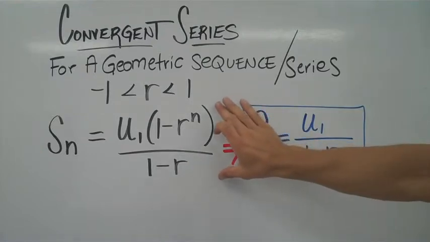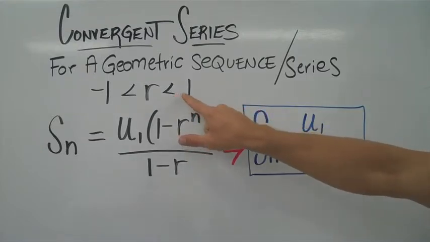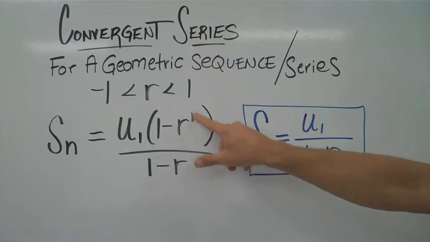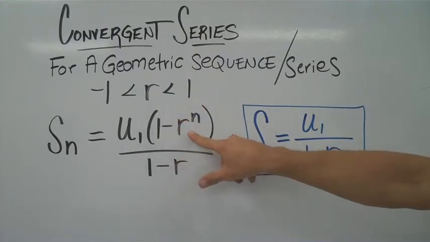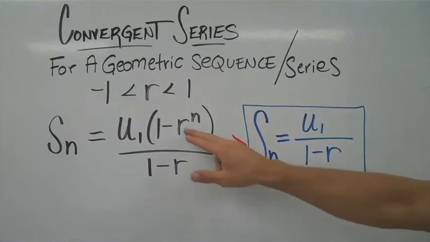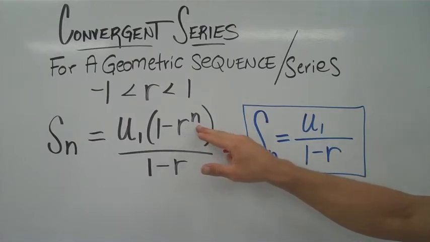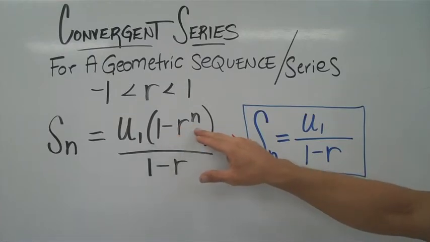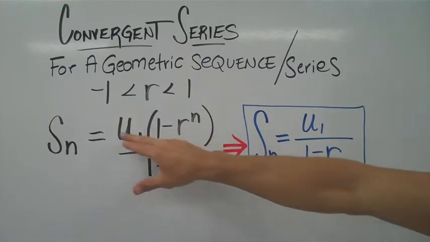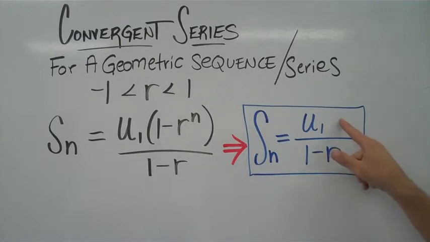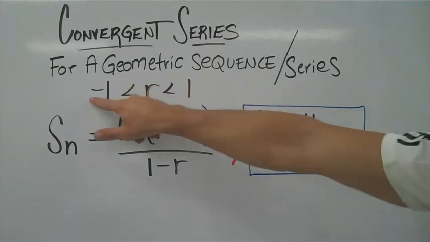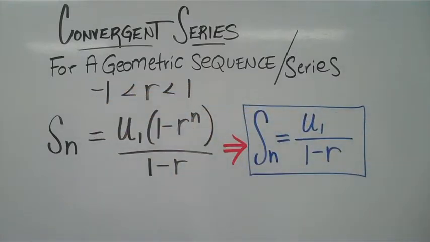Well, if we use this one, and we plug in an r of, say, 0.5, if we want to find the first 50 terms, 0.5 to the 50 really goes to a very, very small number. So 1 minus a very, very small number can be approximated by 1. 1 times u1 is simply u1. So for a convergent series, which means our r is between negative 1 and 1, this is our formula, because this whole part of our original formula collapses to 1.